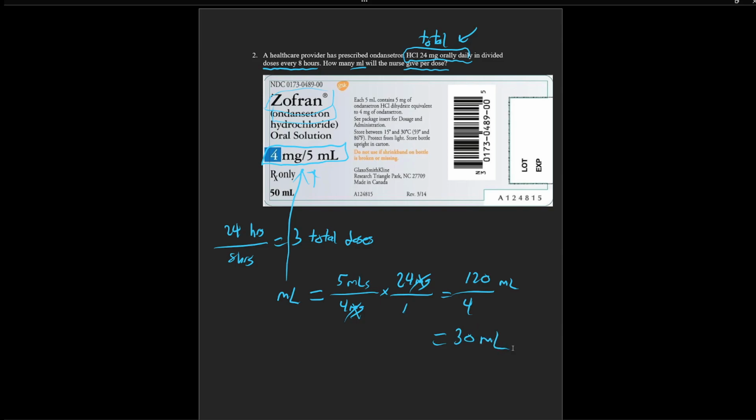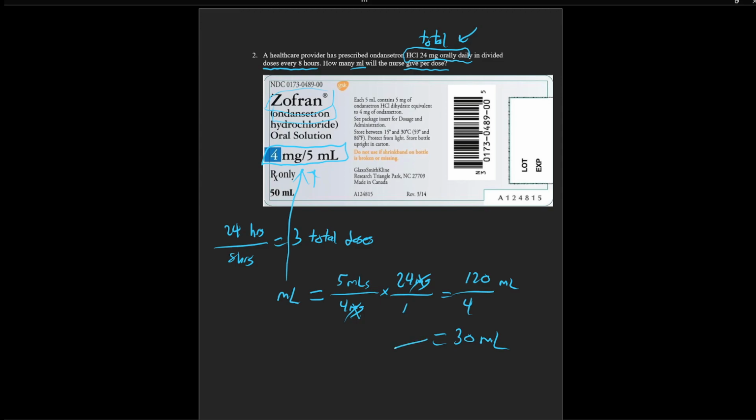Is that the final answer? The answer is no, because we are finding how many milliliters are being given per dose. This is currently the total volume per day that they're going to be receiving. So if they were getting 1 dose of 24 milligrams, they'd be getting 30 milliliters administered. However, we know that it's being divided to every 8 hours, which means that we're giving 3 total doses.